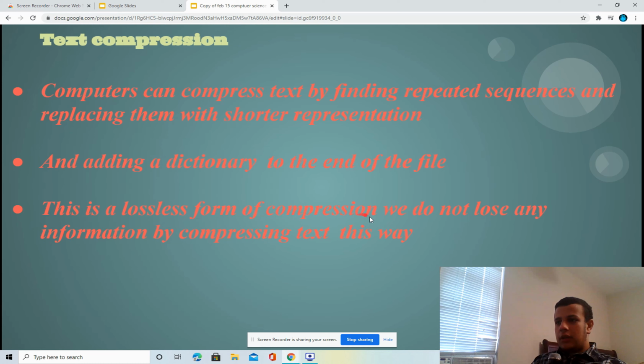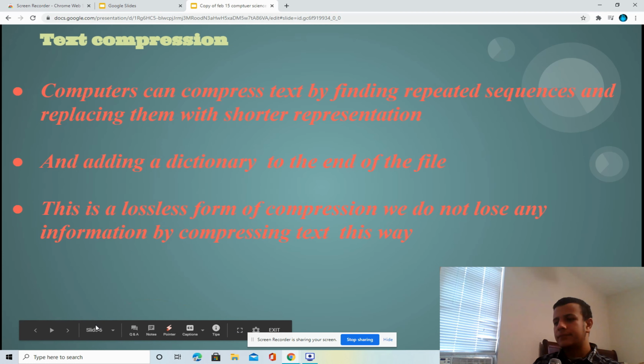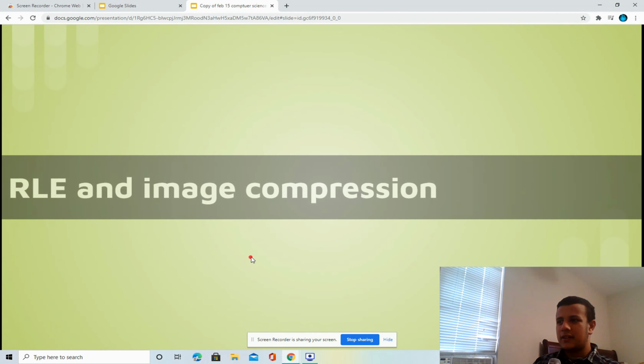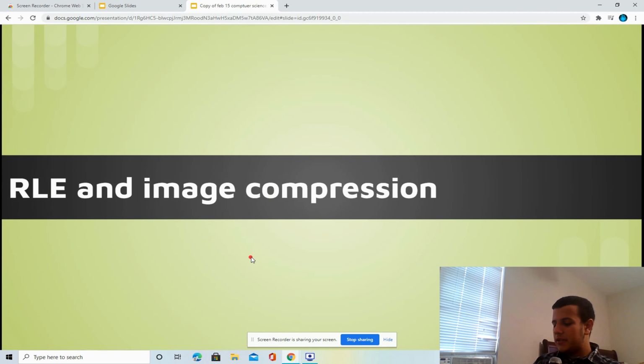Obviously, this is a lossless form of compression, which means we don't lose any information, because you can always reconstruct whatever data you compressed using this algorithm, as long as you have the dictionary. And you don't lose any information by compressing text this way. That's text compression.